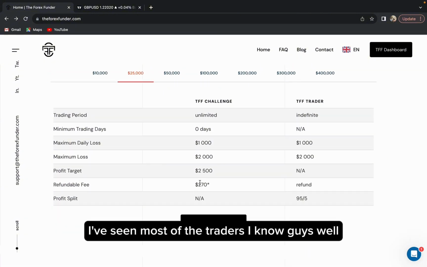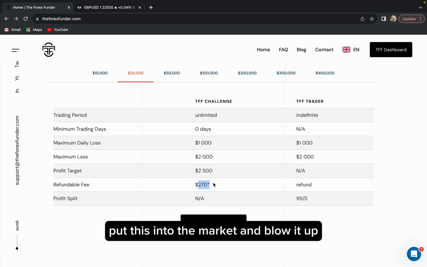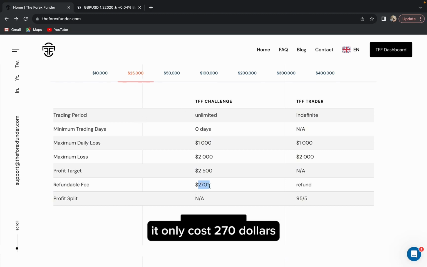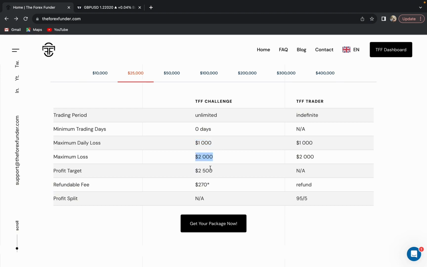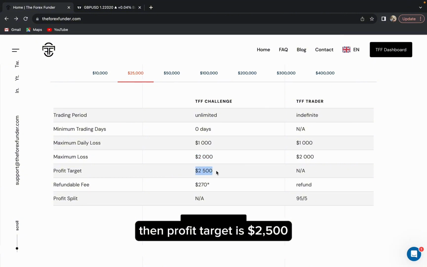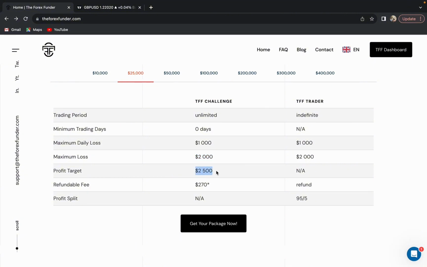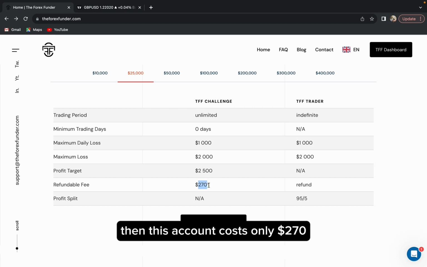Look at this. I've seen most of the traders, I know guys who have put this into the market and they've blown it up. So this is a $25,000 account. It only costs $270. You can see, here again, the trading period is unlimited. Minimum trading days 0. The maximum daily loss is $1,000, then the maximum loss is $2,000, as you can see. Then the profit target is $2,500 US, as you can see, traders. Then this account costs only $270.